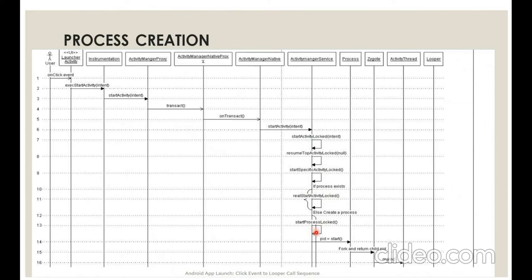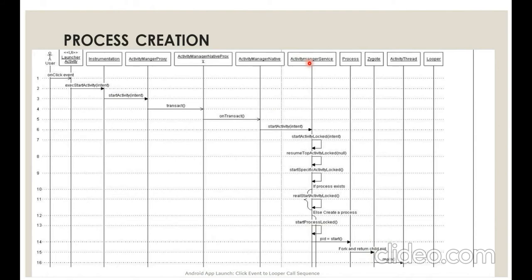This startProcessLocked method sends arguments to the Zygote process over a socket connection. Zygote forks itself and calls the ZygoteInit main function, which then instantiates the activity thread object. After that, Zygote returns the PID of the newly created process. The main thing to remember is that control comes to the startProcessLocked function of the activity manager service.